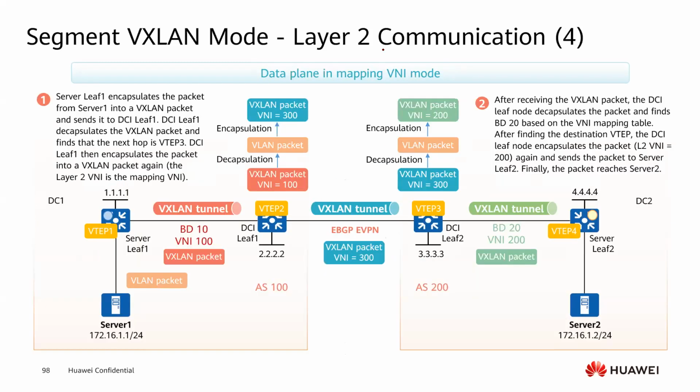So for the communication, you will find that when the packet reaches the DCI leaf, the DCI leaf will transform the VNI value from 100 to the mapping value, and then when the packet reaches the destination VTEP, it will transform the VNI value from 300 to 200. That is the mapping VNI mode.